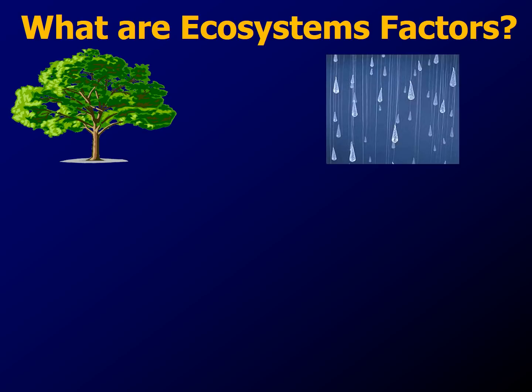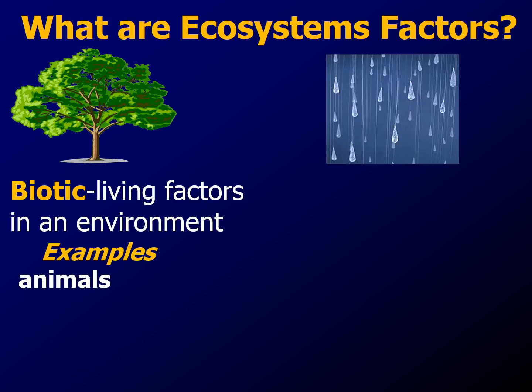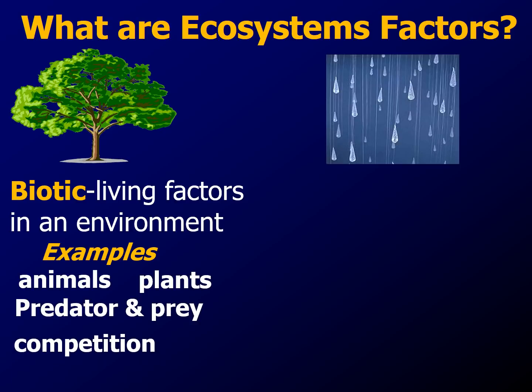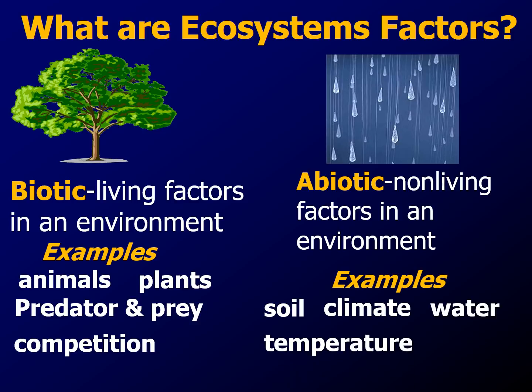There are two types of factors in an ecosystem. One is biotic, and that pertains to those things associated with living or having lived in an environment. For example, you have animals, plants, predators and prey, as well as competition, because those describe relationships between organisms. You have also abiotic factors, which are those non-living factors in an ecosystem. Examples of those would be soil, climate, water, and temperature.